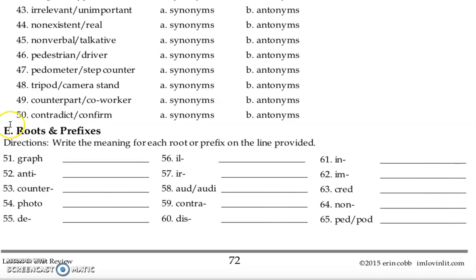And our last part, E, roots and prefixes. Write the meaning for each root or prefix on the line provided. Graph, anti, counter, photo, day, ill, ear, odd, oddie, contra, dis, in, im, cred, non, ped, pod.